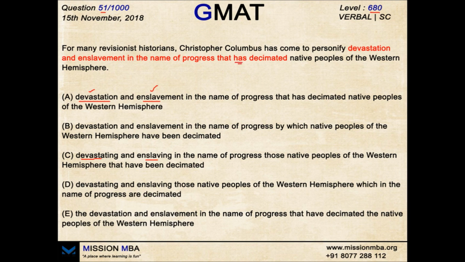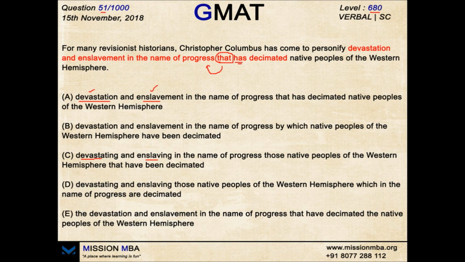Let's analyze what this "has" is used for. This "has" is coming with respect to "that". Now if you think that "that" always corresponds to the directly attached noun here, which is progress, then you are of course wrong. Actually, it depends upon the meaning. "That" can refer to a noun two or three words back.